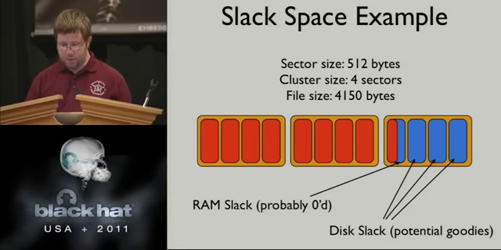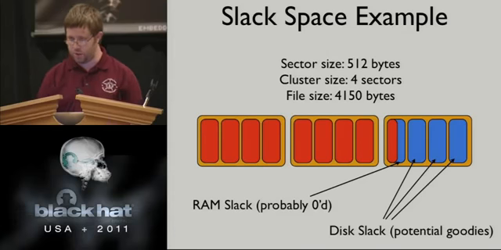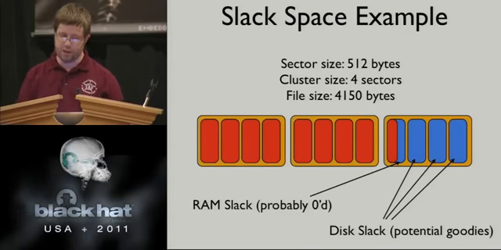In this example, we have the 4-sector cluster size. We have a file size of 4150 bytes. And we have a sort of map here of what the slack space would be for that. The red blocks there are allocated or have the actual file data in them. Each of the smaller blocks is a sector, and each of the larger yellow blocks that they're contained within are clusters. So that last cluster is what we're interested in for slack space.